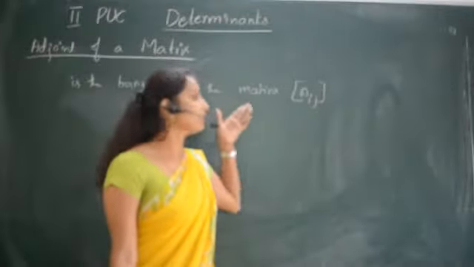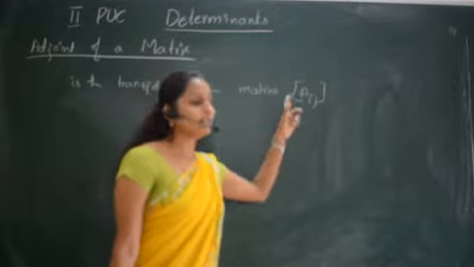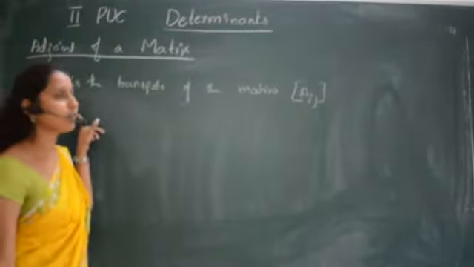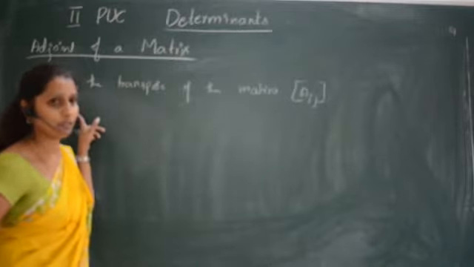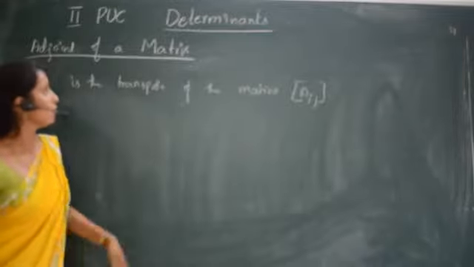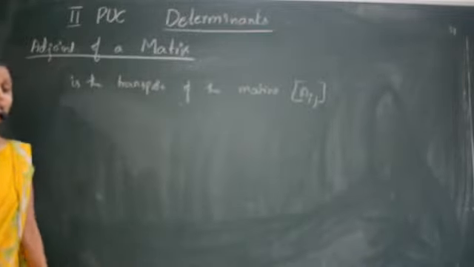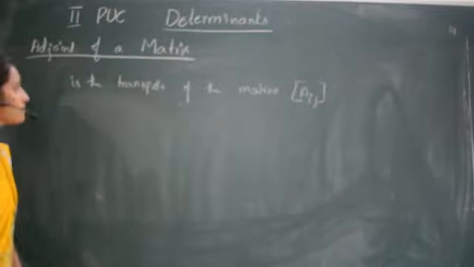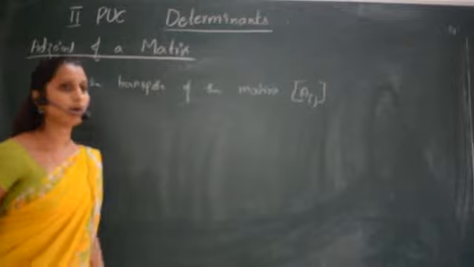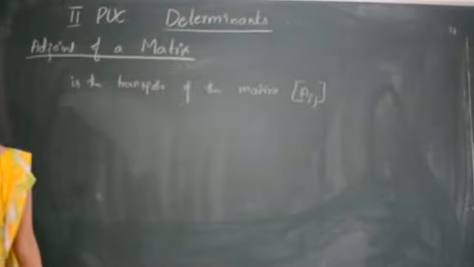So after finding the cofactors, we have to take the transpose of that matrix. So that becomes the adjoint of the matrix, the adjoint of the cofactor matrix. So adjoint of a square matrix is the transpose of the matrix Aij, where Aij is the cofactor of aij.